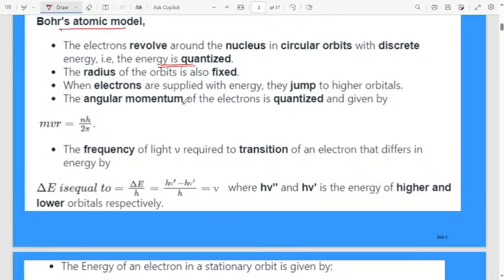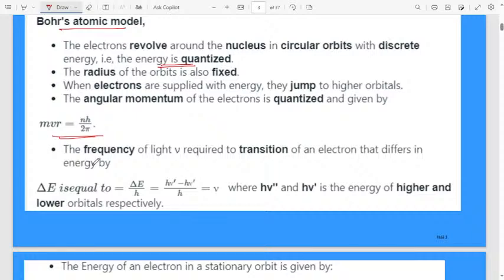When electrons are supplied with energy, they jump to a higher energy level. If an electron wants to go from one energy level to a higher energy level, it always needs energy. It will absorb the energy when it jumps. The angular momentum of an electron is quantized. It is given by mvr equal to nh divided by 2 pi. This formula you have to remember.